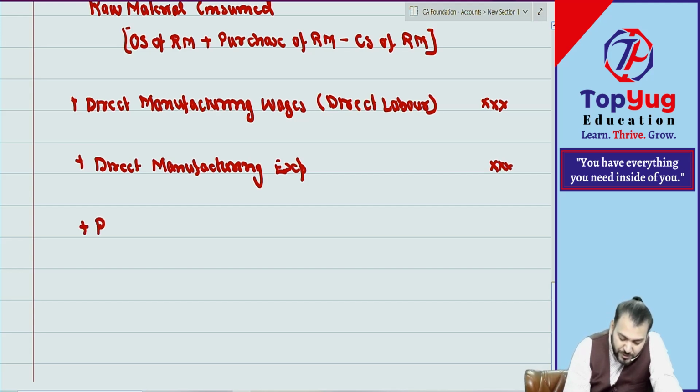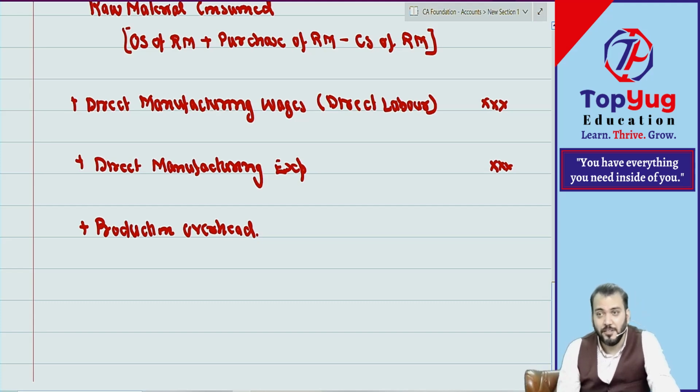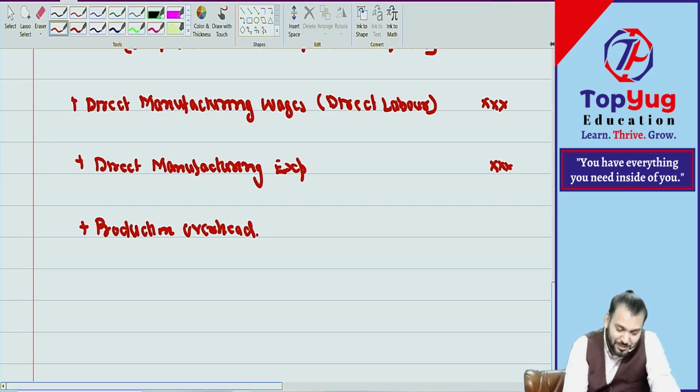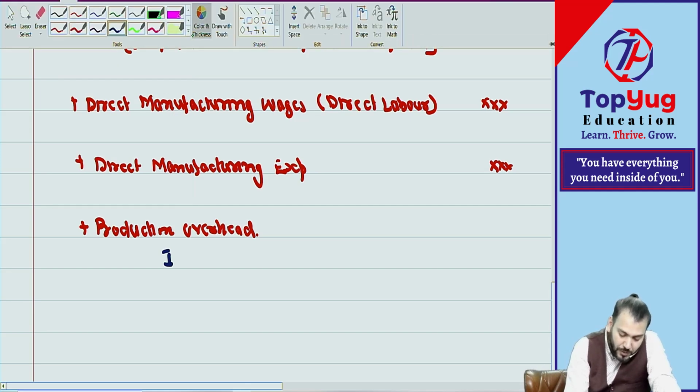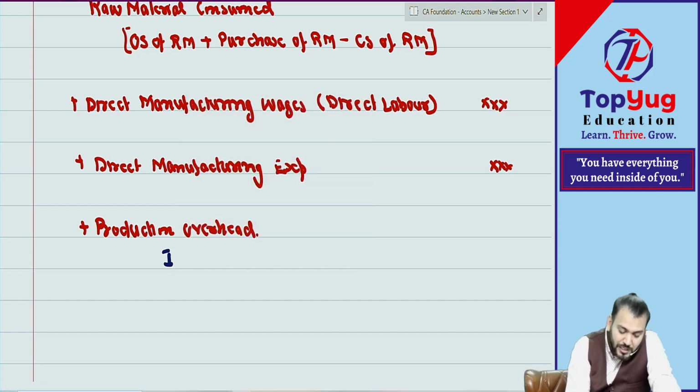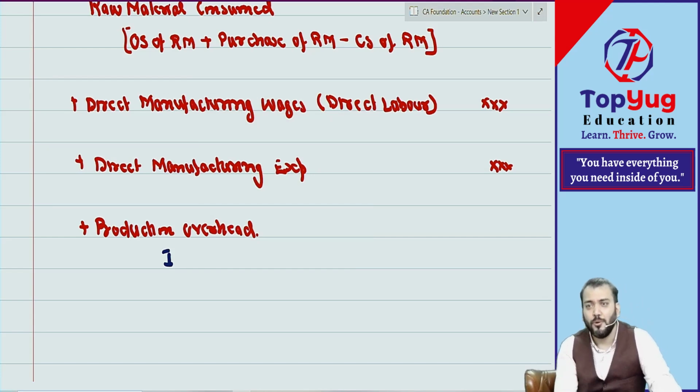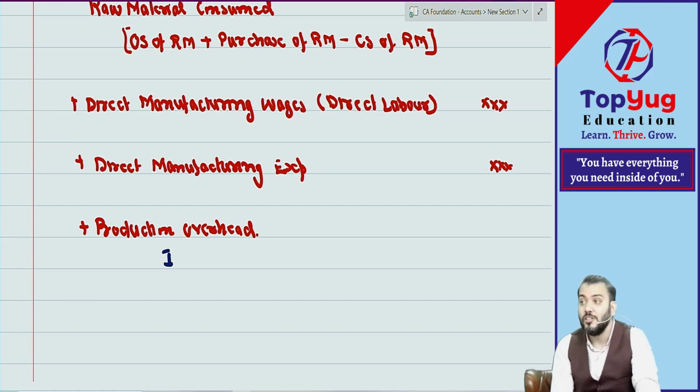Then we'll add what? Production overhead. Yes or no? Anything which goes out of your head becomes overhead. If you are not understanding, it becomes production overhead. Correct? The production overhead. Understood? What is production overhead, everyone? It means indirect material. There are some materials which are indirect. I have given examples of lubricants, chemicals, coal, which are not directly attributable to the unit produced.